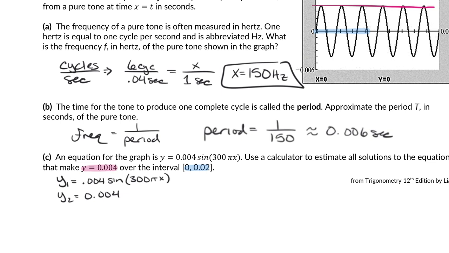Okay, so I'm going to go to y equals. Well, first of all, I'm checking I'm in radians. I am. I'm going to type in that equation, 0.004 times the sine of 300 pi times x, and then 0.004 is in y2. If I press graph right now, nothing important shows up because I need to go to the window and change my window settings. The domain restriction is from 0 to 0.02.